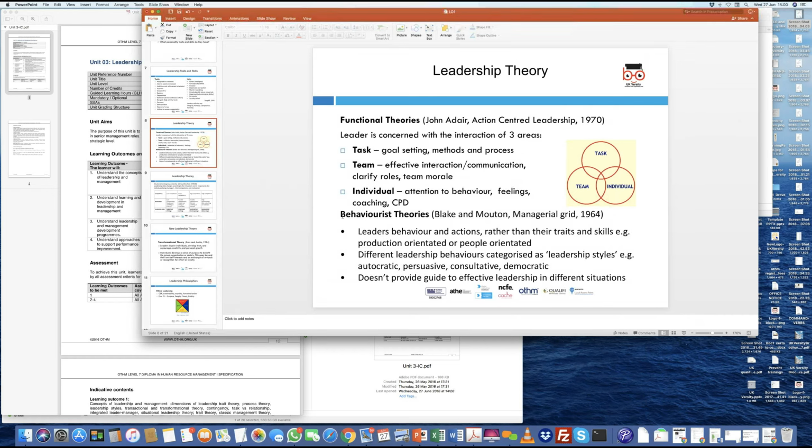Because the thing was breaking at that point. See, there were two scientists, Blake and Mouton. They did some research in the early 1960s, and they came up with a grid, which was called the managerial grid. And the grid was basically based on three aspects.